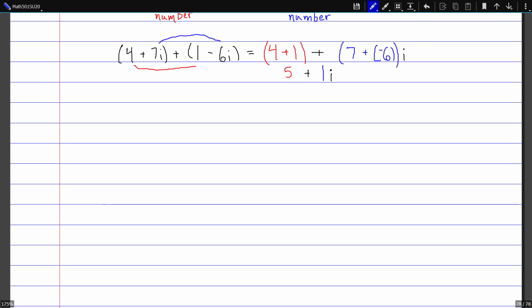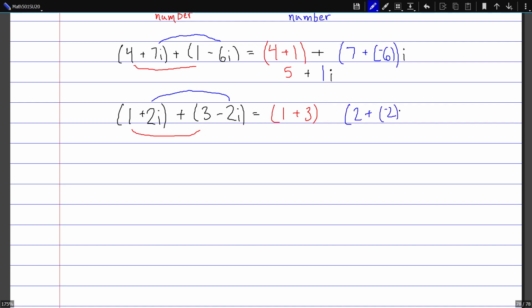Next one for us to take a look at, we're looking at 1 plus 2i plus 3 minus 2i. So same as before, real parts 1 and 3. Imaginary coefficients 2 and negative 2. Bring in the standard form with i here and plus in the middle. And we'll do a little bit of simplification. 4 and 0. So this is 4 plus 0i.